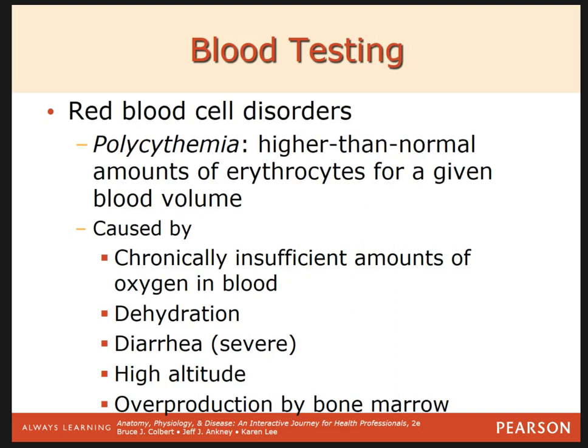Now, on the other side of the spectrum, we have polycythemia, which is elevated levels of erythrocytes. Causes for that could include chronically insufficient amounts of oxygen in the blood, so your body wants to start making more red blood cells, thinking if I have more, then I can carry more oxygen. Dehydration can cause overproduction of red blood cells, as can severe diarrhea, which also can result in dehydration. High altitude sickness can create more red blood cells, and then an overproduction by the bone marrow.